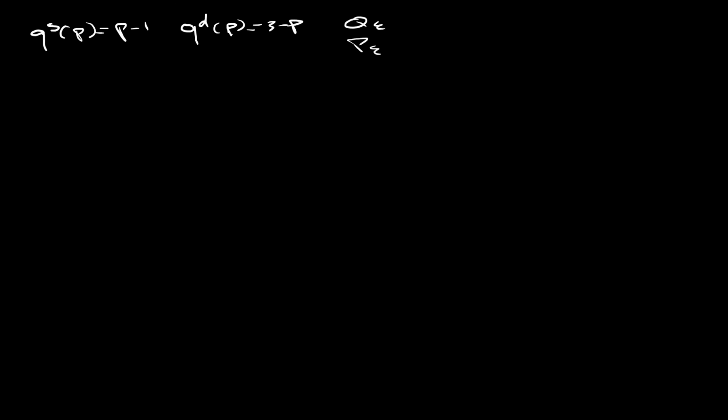So let's start. The first step, as we know, is to equate one expression to the other. So it's P minus 1 equals 3 minus P. So just change the terms, and you have 2P is equal to 4. So the price in equilibrium is equal to 2.